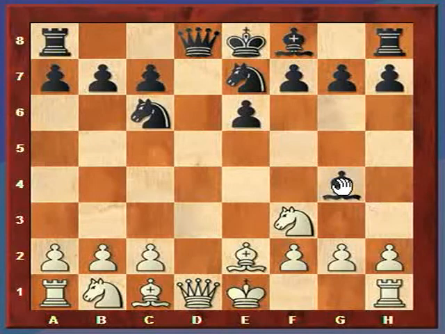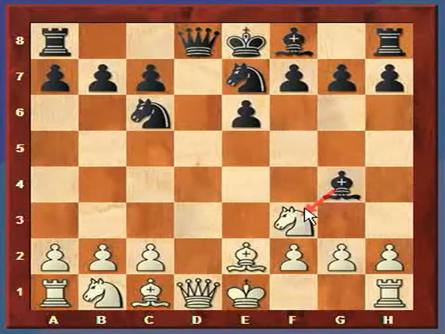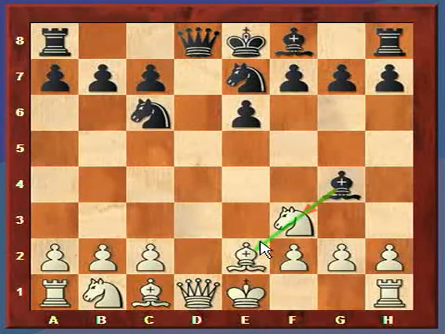Now we do not have a pin, because if this knight moves, the bishop is still directly attacking the knight, but the screened piece is now of equal value, so this is not a pin, and the knight can freely move.